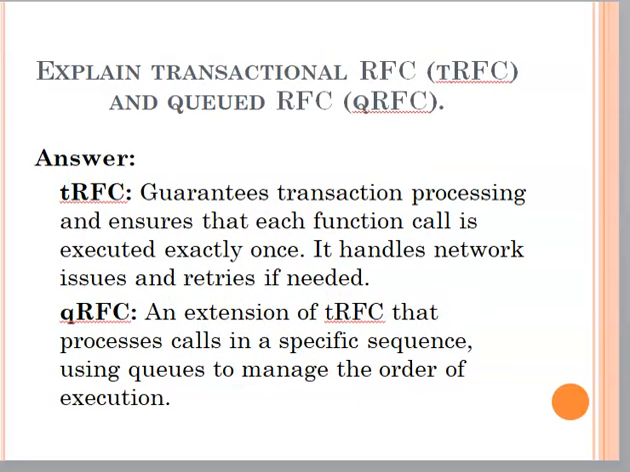Explain transactional RFC, TRFC, and queued RFC, QRFC. Answer: TRFC guarantees transactional processing and ensures that each function call is executed exactly once. It handles network issues and retries if needed. QRFC, an extension of TRFC, processes calls in a specific sequence using queues to manage the order of execution.